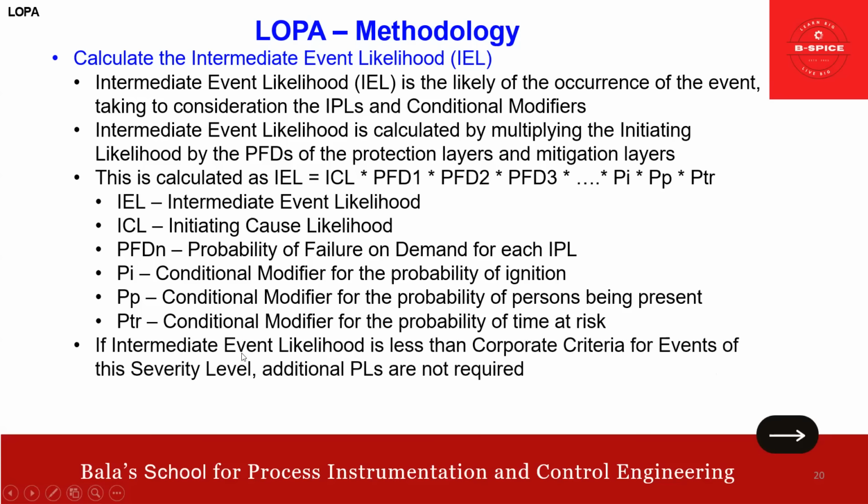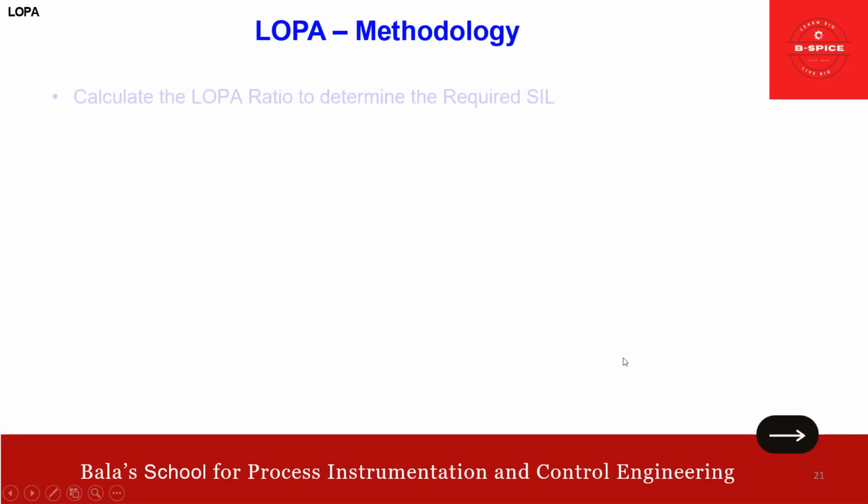So if the intermediate event likelihood is less than the corporate criteria for the event severity level, additional IPLs are not required. That is very important. You have the corporate matrix, friends. If that value is less than the corporate criteria for events, then no additional IPL is required. That is the point.